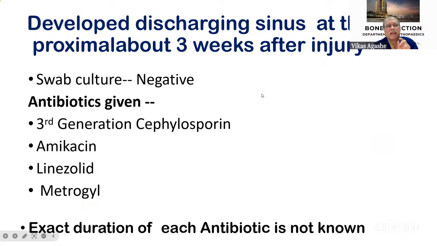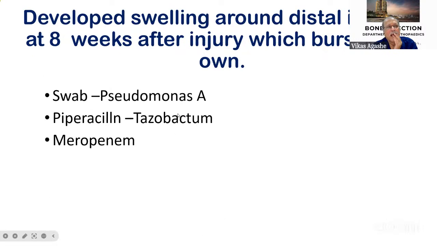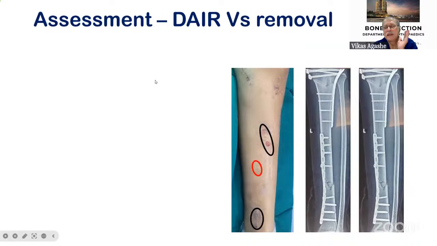So he developed discharge at about 3 weeks after injury. Swab was negative. He was on several antibiotics: third generation, amikacin, linezolid, metrogyl. At 8 weeks, he developed swelling around the distal incision, which burst. The swab showed pseudomonas. He was on piperacillin-tazobactam and meropenem. But the discharge was persistent, and that is why he presented to us. This is how he has presented to us.